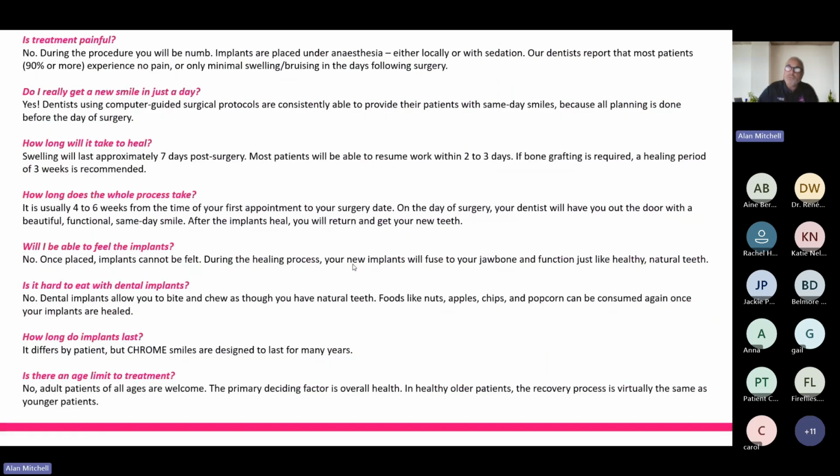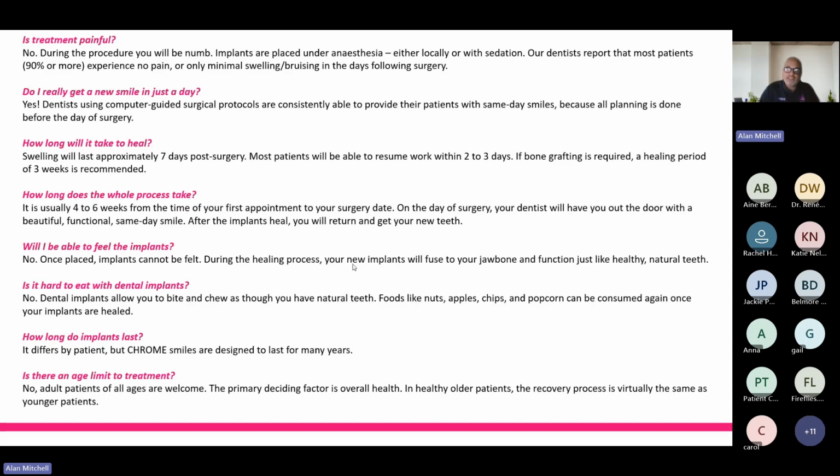So like I said, we'll share this with you here, but there are some frequently asked questions that can come up. They're all on here. I won't read out each single one, but there are some really good ones in there, like: is treatment painful? These are questions that you're going to get. Will they be able to feel the implants? That's a good one. And is there an age limit to the treatment?